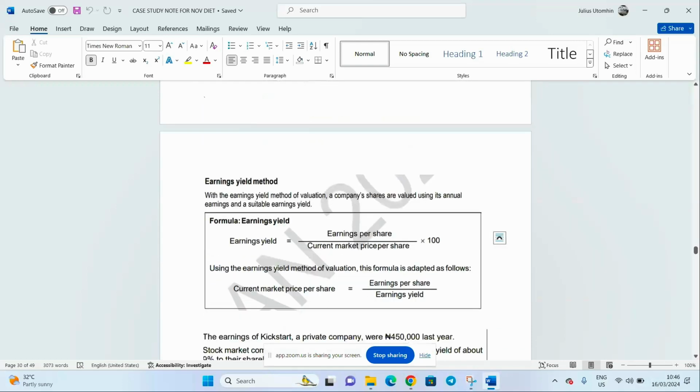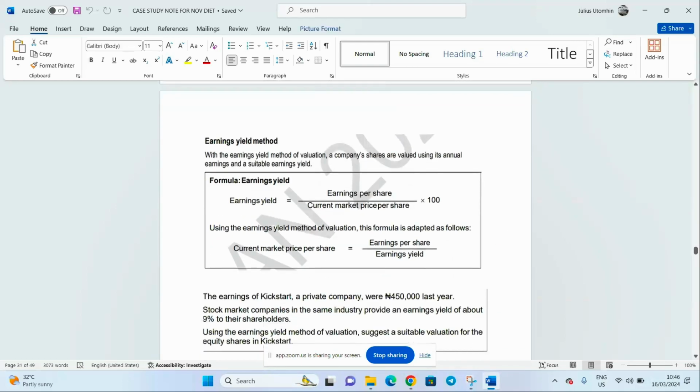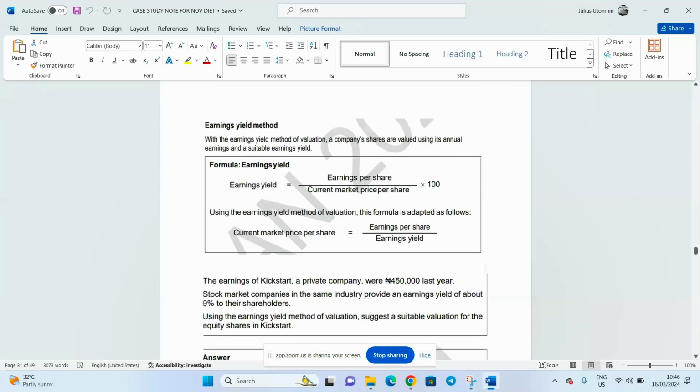So now, the earning yield method. The formula is earning per share divided by market price per share times 100 over 1. That's just the basic formula. And to calculate market price per share, it is earning per share divided by earning yield, meaning you just cross multiply and divide both sides, and make market price per share the subject of the formula. That's what they are doing.